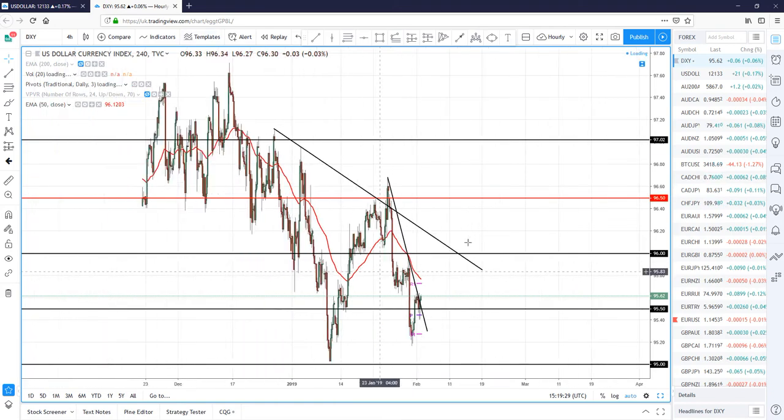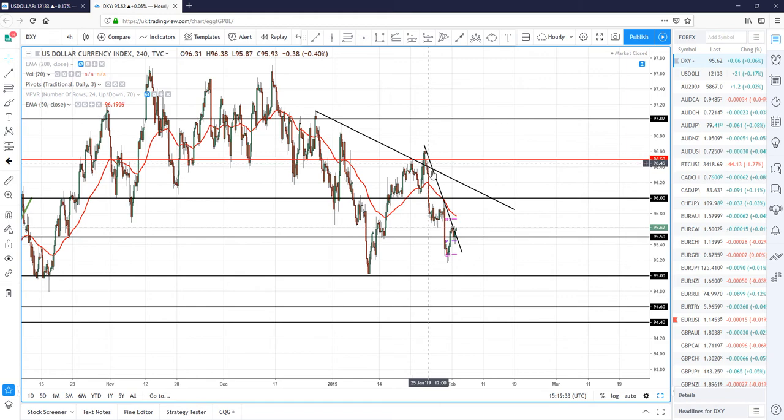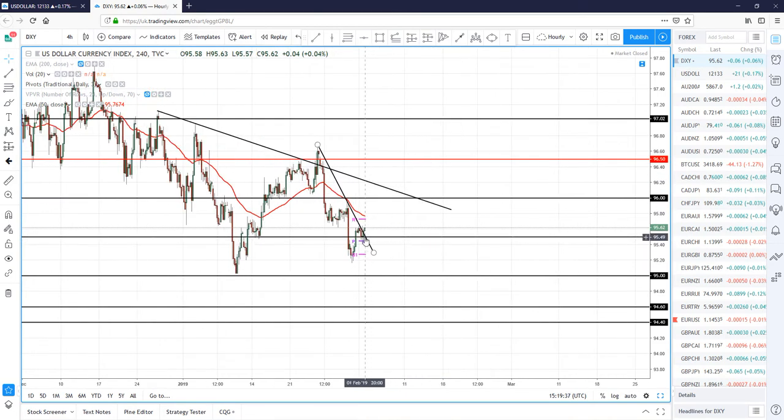On the DXY, this is what I've done. I've got two trend lines in two areas here. This is the most recent trend line, which is just highlighting the move down, and it does look like we just popped up to the upside, but that would be on super low volume. So I'll just wait for the confirmation on that.